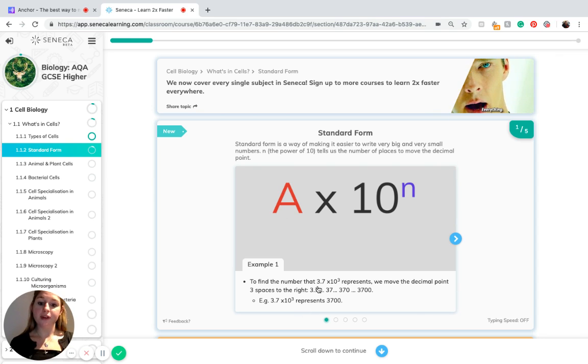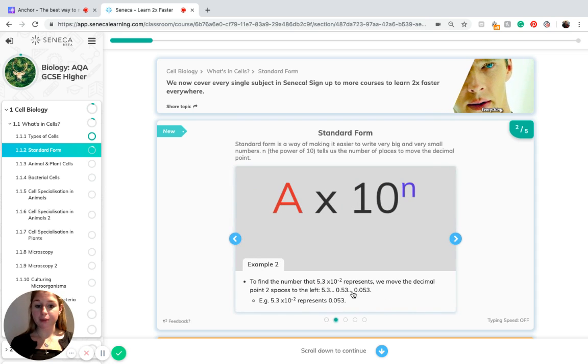So for example, if we were to find the number 3.7 times 10 to the power of 3, which is in standard form, in its normal formation, we move the decimal point 3 spaces to the right because it's to the power 3. So 3.7, we move it 1 decimal place to become 37, 2 decimal places to become 370, and 3 decimal places to become 3,700.